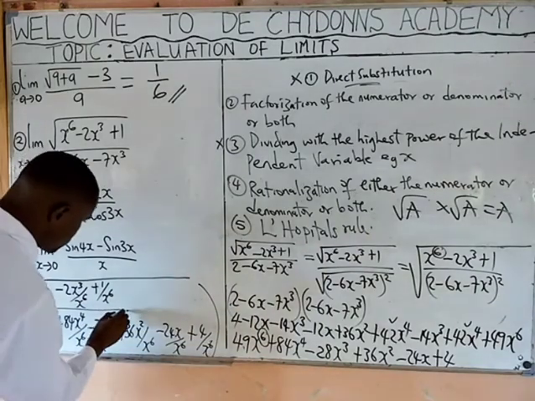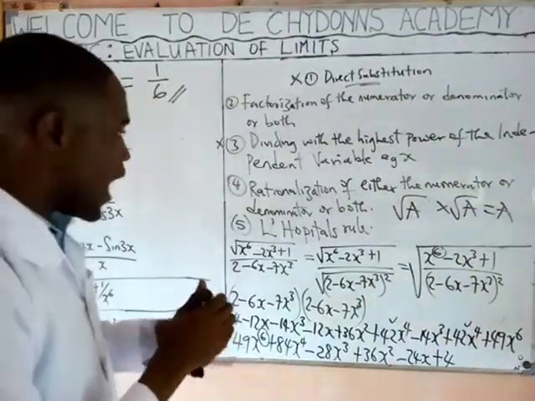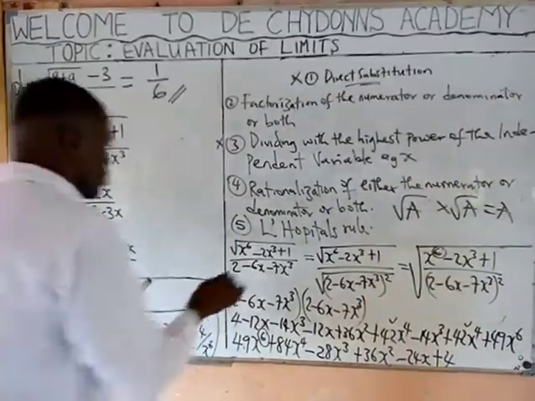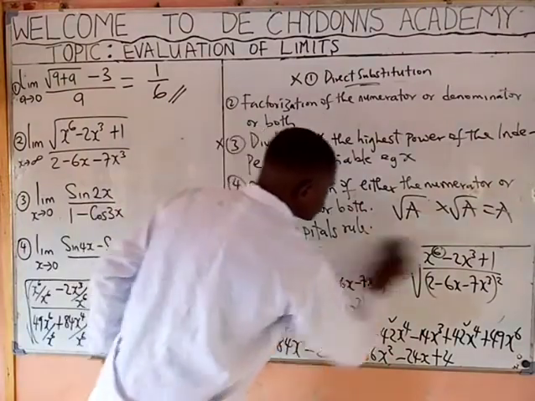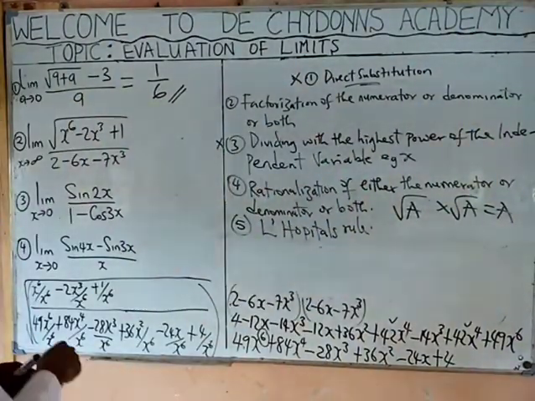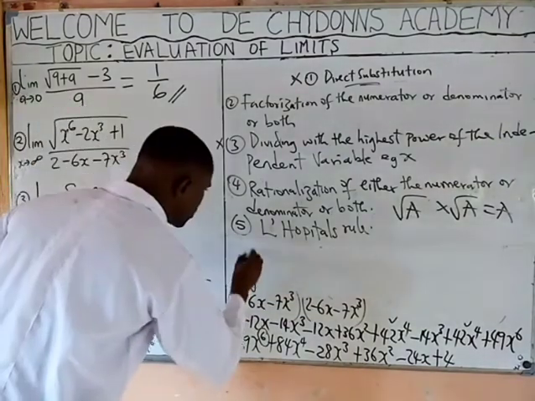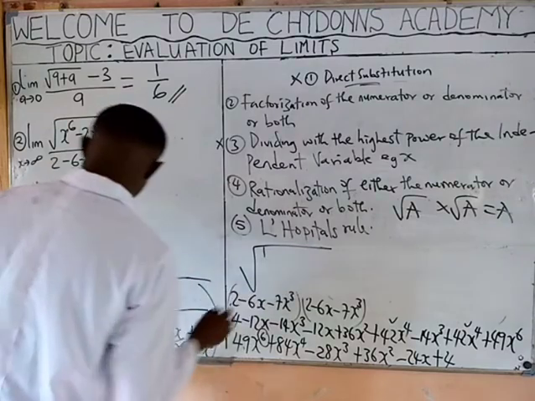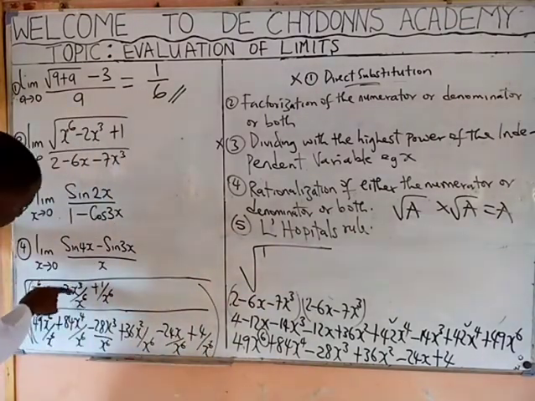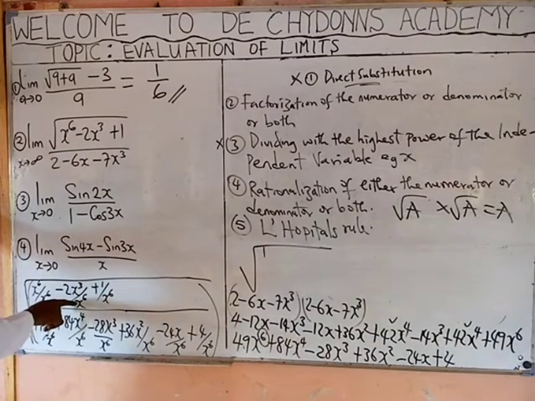So what we do now is we sort it out. To sort it out, I say x raised to the power 6 over x raised to the power 6. That will be giving us 1. Then when this divides this, the denominator will still be having x. That is x raised to the power of 3.